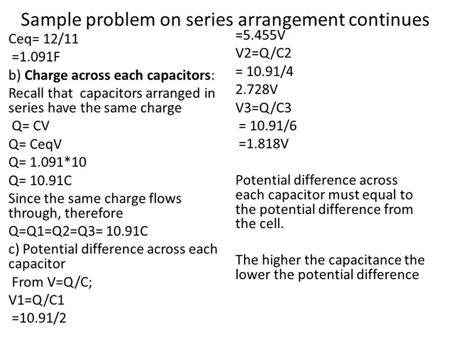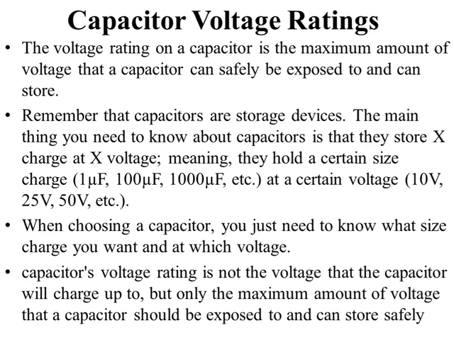If you check what we are having here, the higher the capacitance, the lower the potential difference. Which capacitor has the higher capacitance here? I think that should be C3, which is having 6 farad. It has the lowest potential difference. The higher the capacitance, the lower the potential difference.